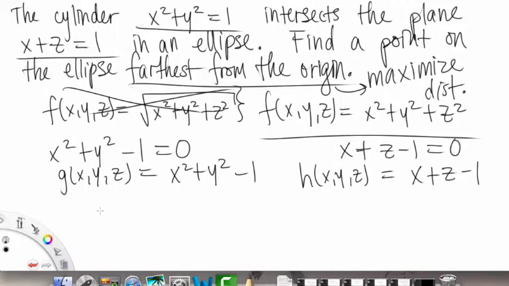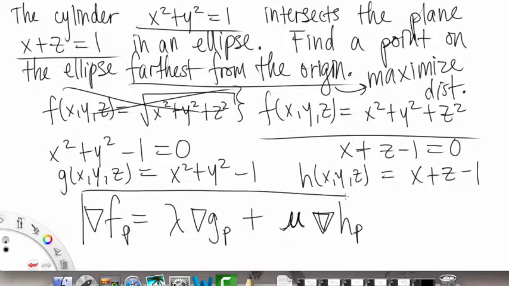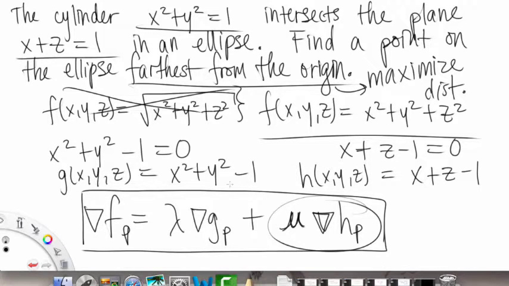So we're going to set up the following equation on the next slide. But we'll have the gradient of f at some point is equal to lambda times the gradient of g at some point, plus, and this symbol is called mu. It's like a fancy U sort of thing, and that's another Greek letter. And then times the gradient of h at that same point. Okay, so this is our expanded Lagrange equation, with an added constraint here.